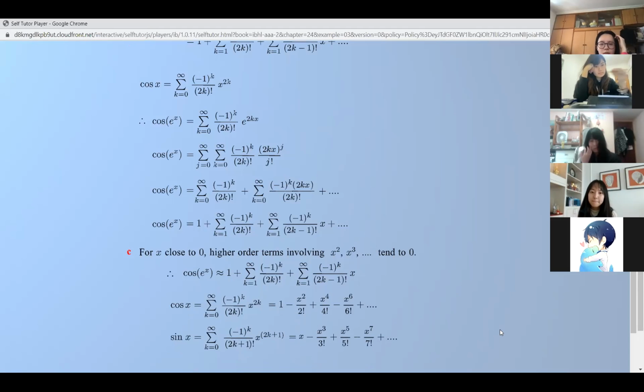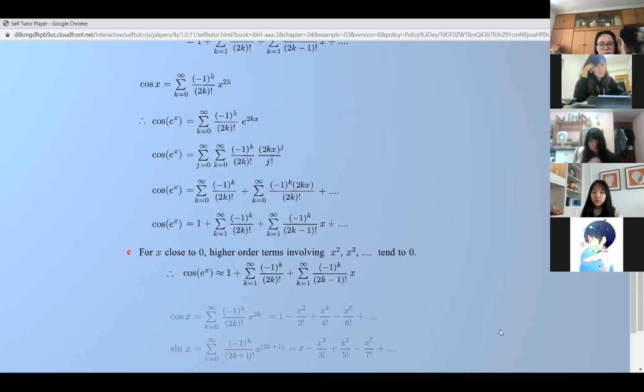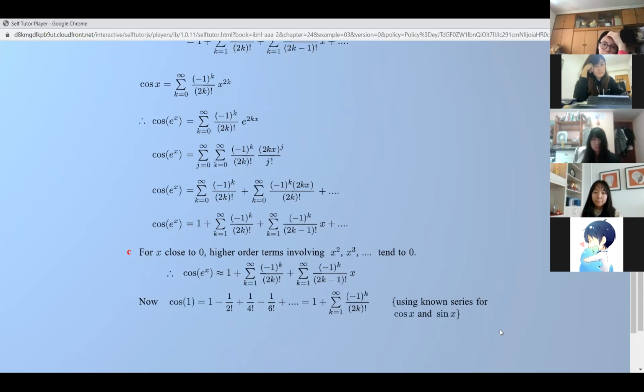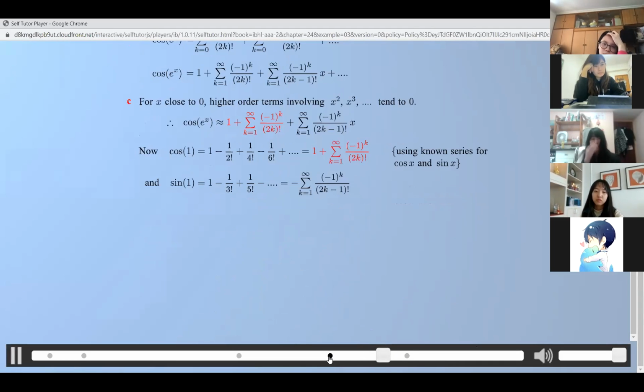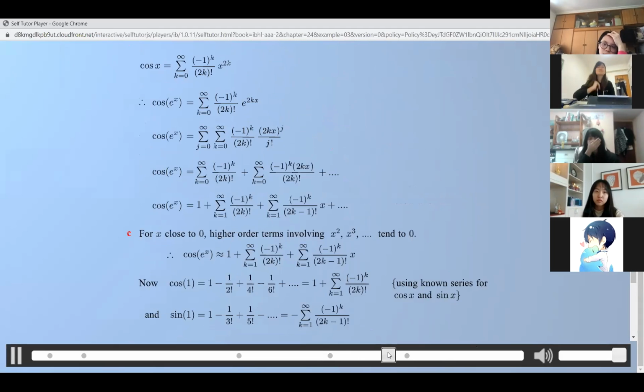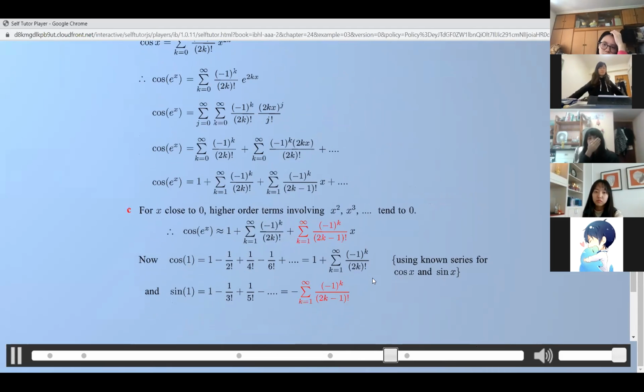Now compare the constant term in our expansion for cosine e to the x with cosine 1. We conclude that for small x, cosine e to the x is about cosine 1. Now look at the coefficient of x in our expansion for cosine e to the x with sine 1. We conclude that for small x, cosine e to the x is about cosine 1 minus sine 1 x.